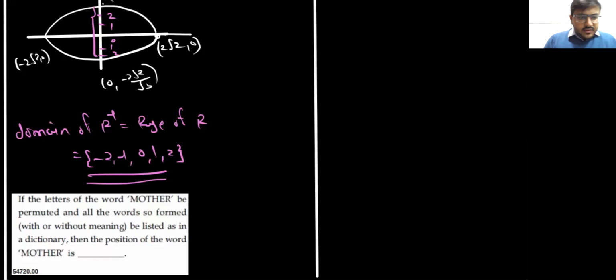So in the next question we have that if all the letters of the word MOTHER be permuted and all the words so formed with or without meaning be listed as in the dictionary, then find the position of the word MOTHER. In short, we need to find out the dictionary rank of MOTHER, and for that we have a particular method, and that method is like, let me write down first the word MOTHER. Just be careful. Now just list in alphabetical order and give a number to each individual alphabet.